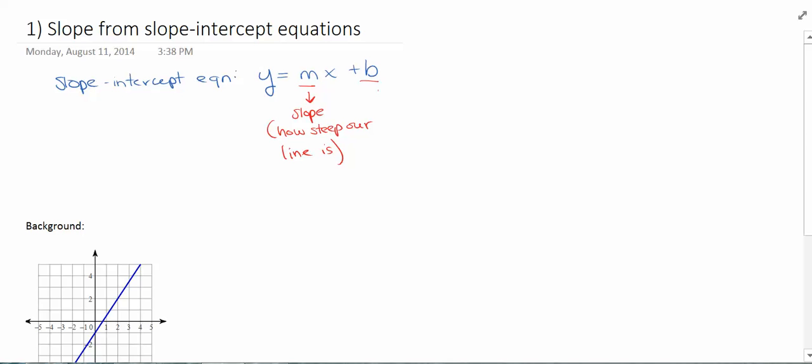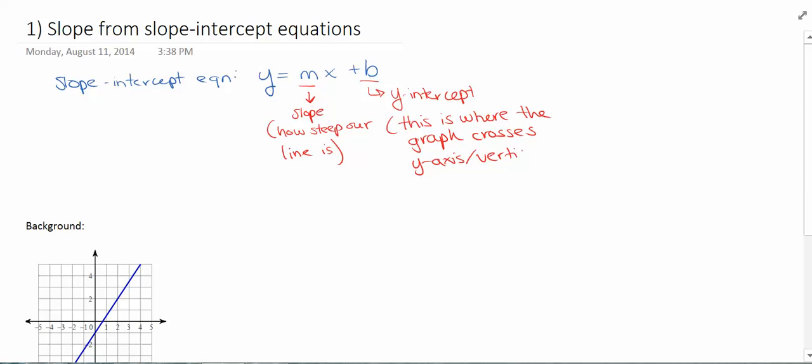Well, b is representing the y-intercept, and this is where the graph crosses the y-axis, or also what is our vertical axis.